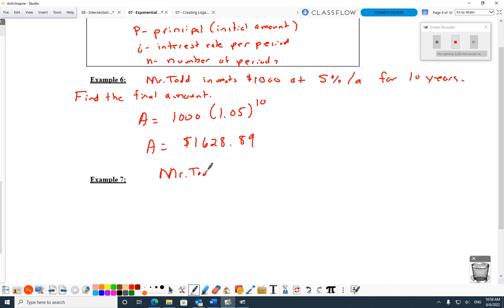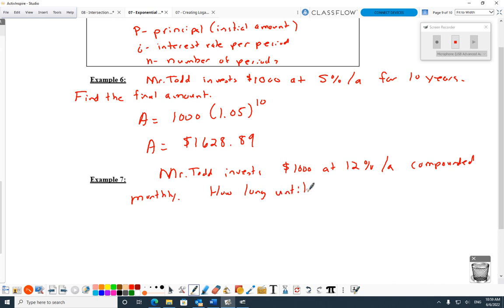Mr. Todd invests $1,000 at 12% per year, compounded monthly. How long until he has $4,000? I got big plans for this money. I need $4,000. I'm going to invest $1,000. This is going to take a long time to get to $4,000. Same formula.